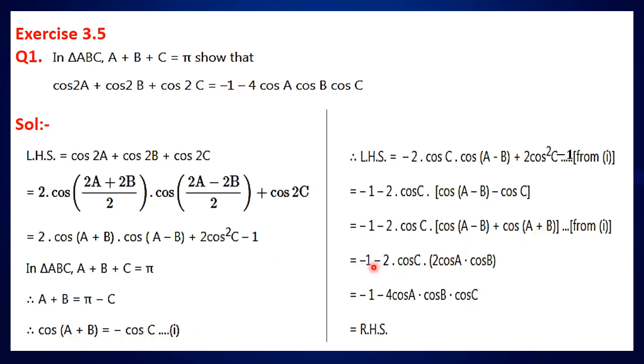So -1 - 2 cos C into, this is of the form cos C + cos D, that is 2 cos((C+D)/2) cos((C-D)/2). When you do (C+D)/2, then B will get cancelled and 2A by 2, that is A. And when you do (C-D)/2, then A will get cancelled and 2B by 2, that is B, is remaining. That is -1 - 4 cos A cos B cos C. That is the RHS.